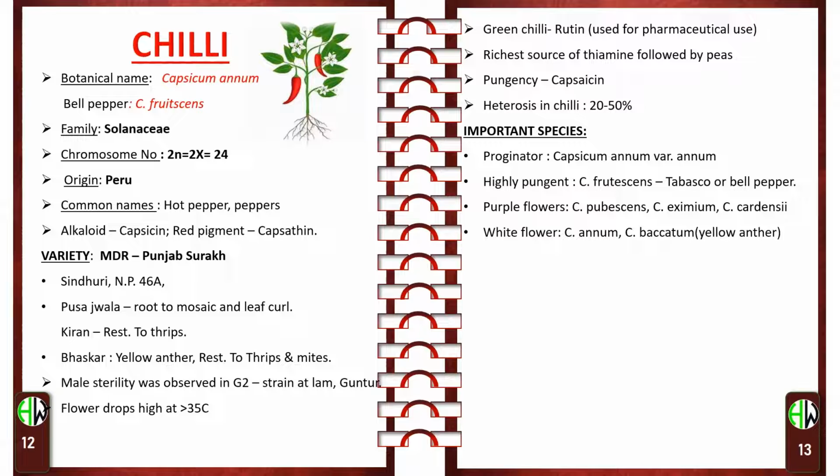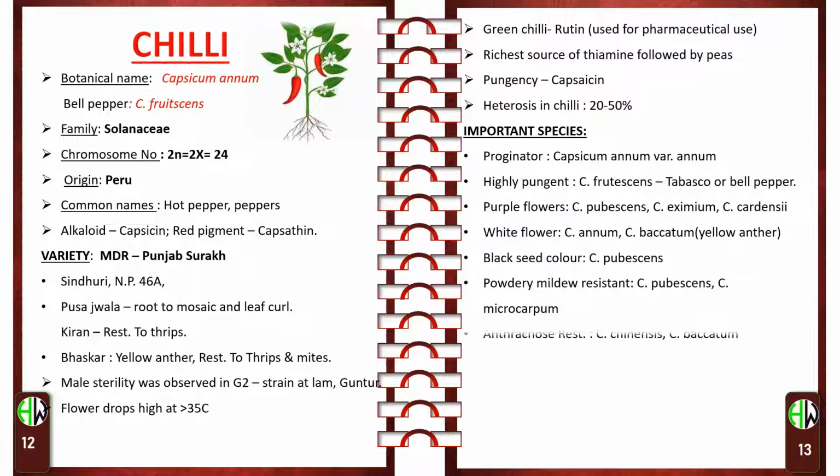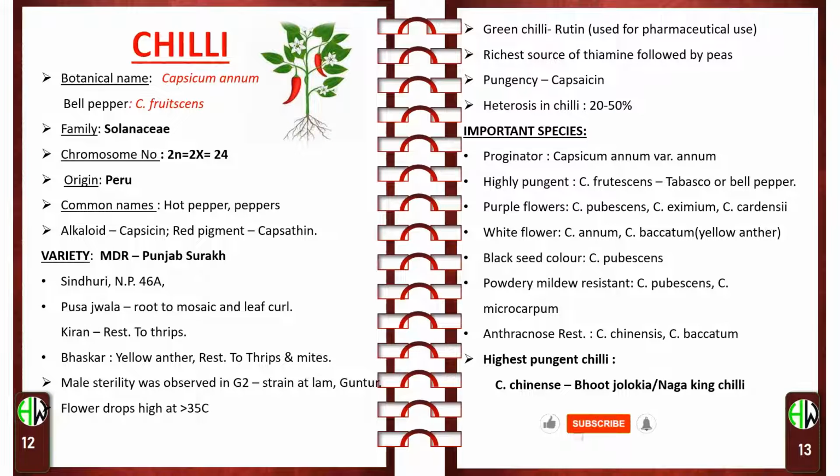White flower, Capsicum annuum. Capsicum baccatum has yellow anther. Black seed color in Capsicum pubescens. Powdery mildew resistant, Capsicum pubescens, Capsicum microcarpum. Anthracnose resistant, Capsicum chinense, Capsicum baccatum. Highest pungent species of chili, Capsicum chinense, that is Bhut Jolokia or Naga King chili. Pungency is measured by SHU, Scoville heat units.